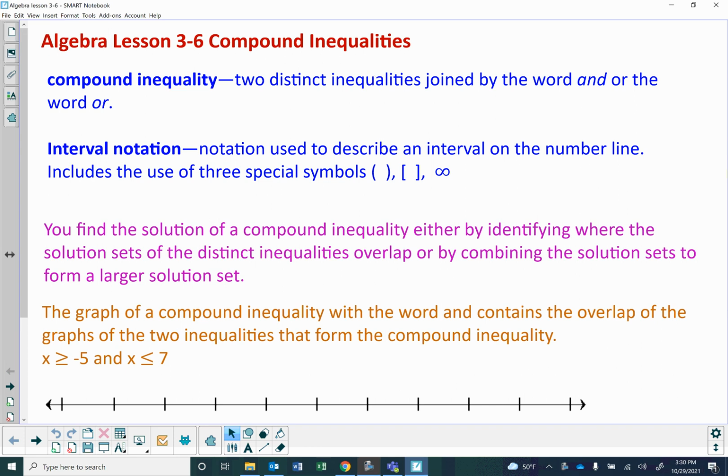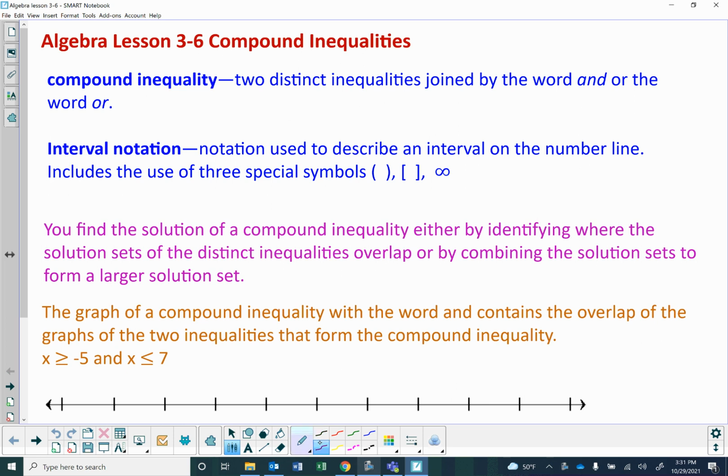This is Algebra Lesson 3-6, Compound Inequalities. A compound inequality is two distinct inequalities joined by the word "and" or the word "or." A lot of times when we're working with compound inequalities, we'll use something called interval notation. Interval notation is notation that is used to describe the interval on the number line. It includes the use of three special symbols: parentheses, brackets, and the infinity symbol.